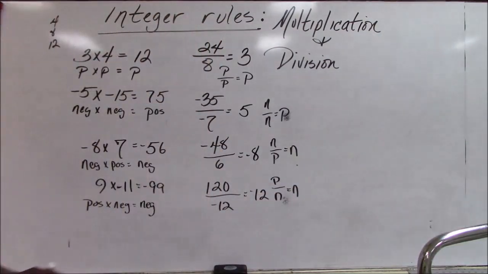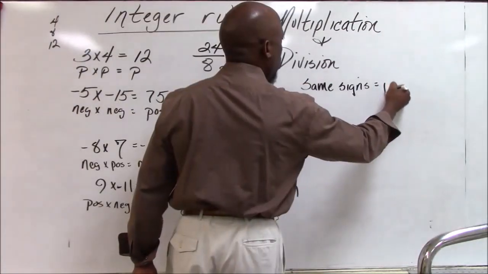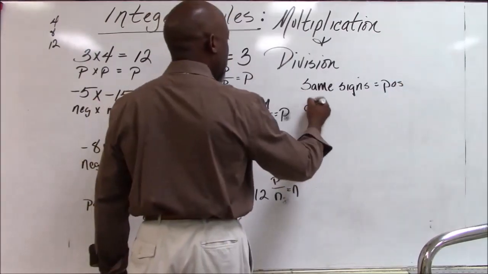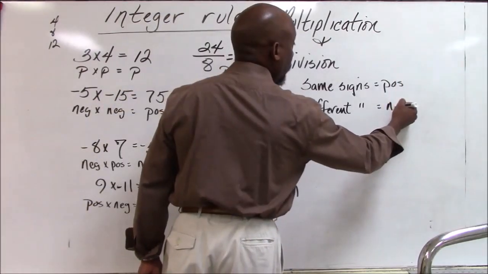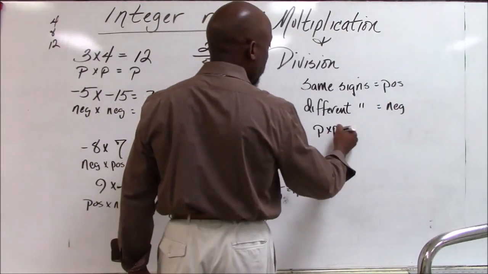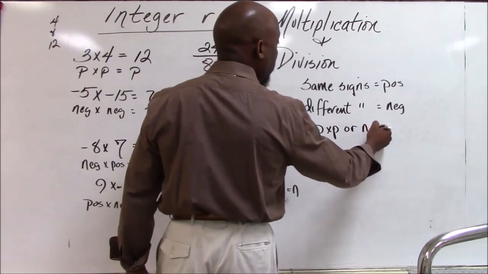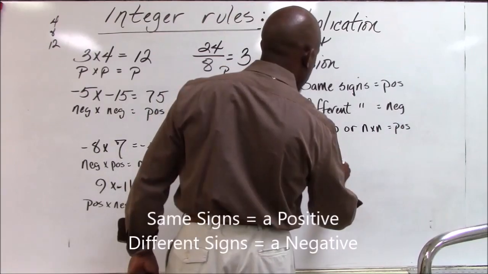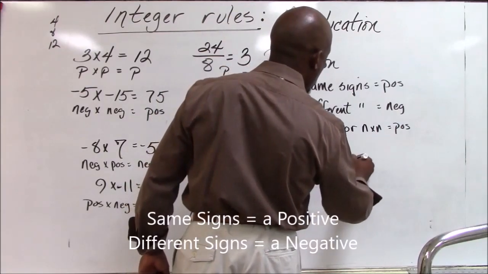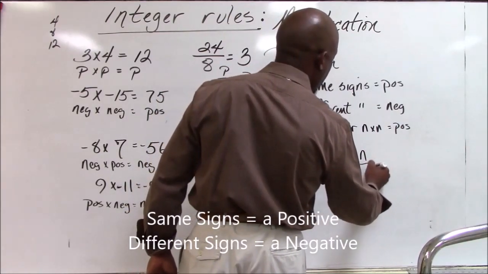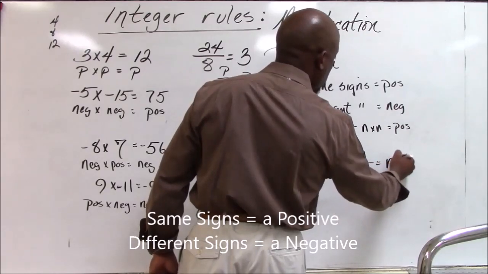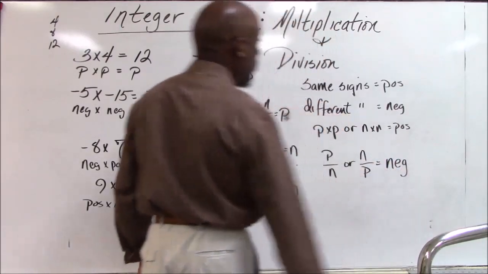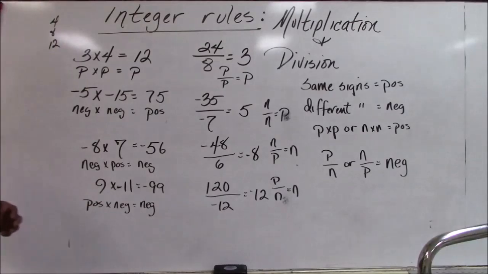Here's the rule. Same signs equal a positive. Different signs equal a negative. Positive times a positive, or negative times a negative, equals a positive. Positive divided by a negative, or negative divided by a positive, will equal a negative. Learn those two rules, and you'll have no problem at all with multiplication and division.